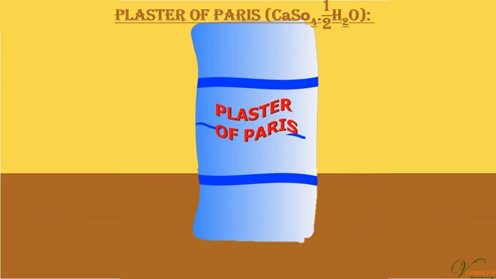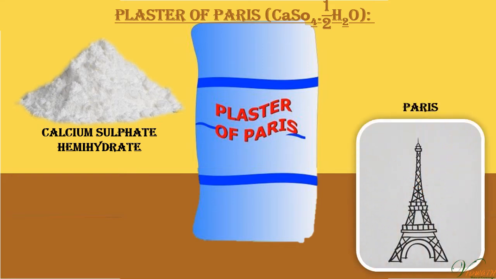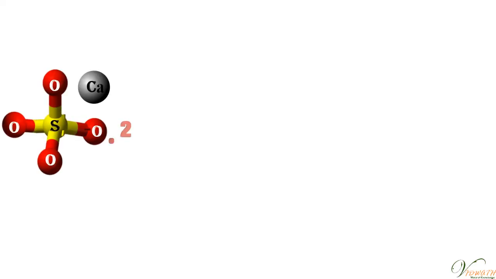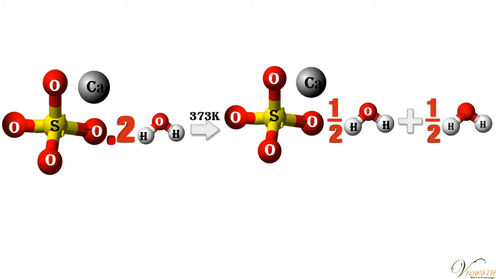Plaster of Paris, which is chemically called calcium sulfate hemihydrate, was brought into use from Paris, hence it is called plaster of Paris. It is prepared by heating gypsum at 373 Kelvin. CaSO4·2H2O gives CaSO4·½H2O plus 1½H2O.